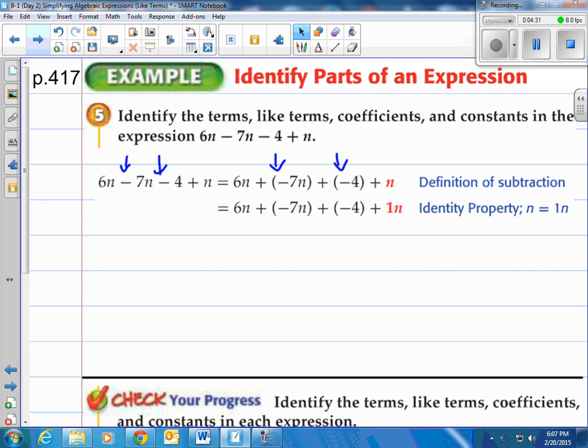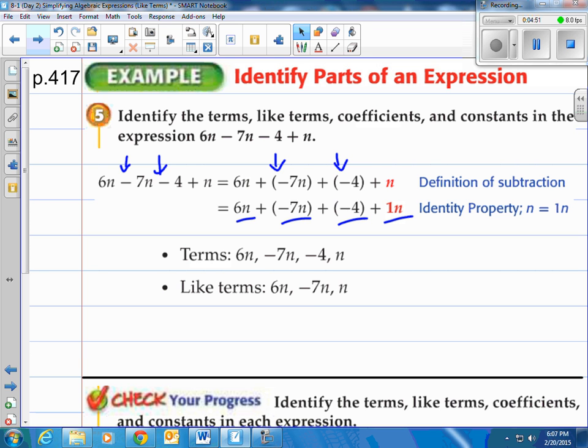Step 1 is to do that. Step 2, let's identify the terms. Now notice the terms are 6n, negative 7n, negative 4, and 1n, or n. Those are the same. Next thing is, let's name the like terms.